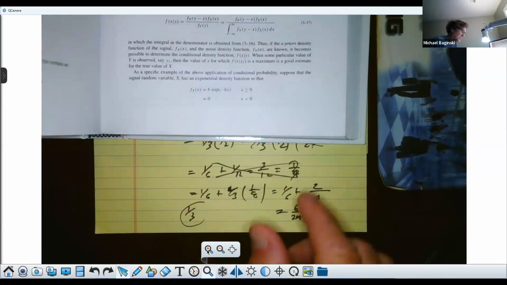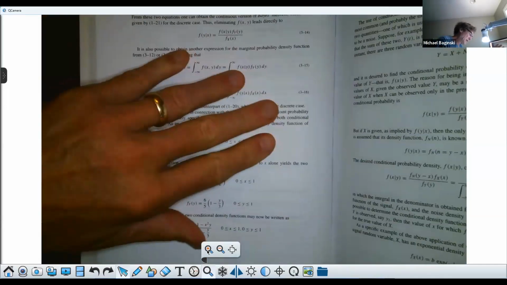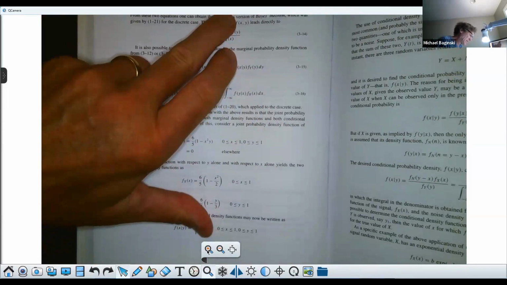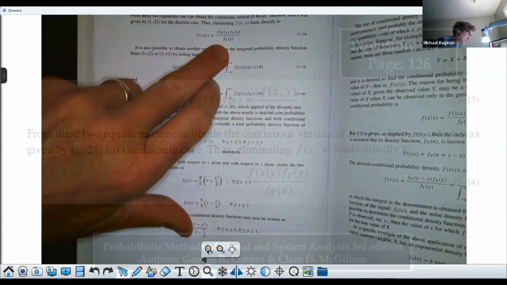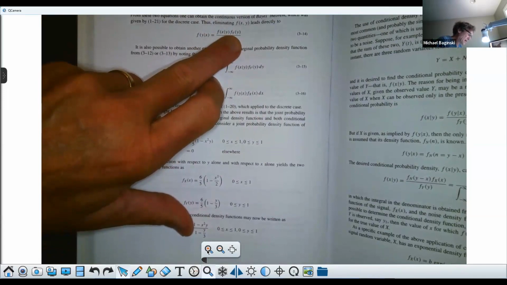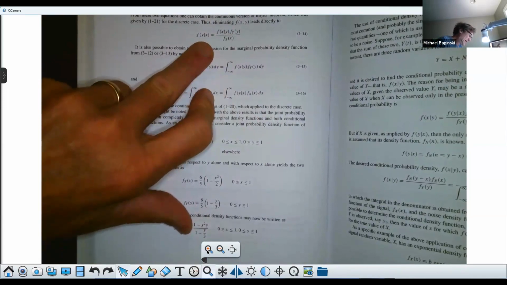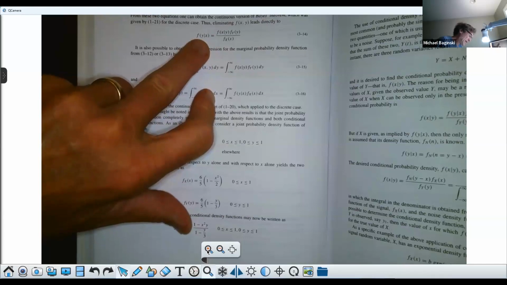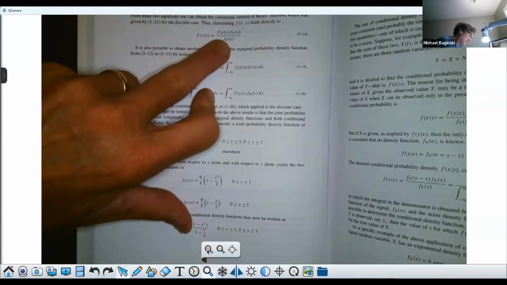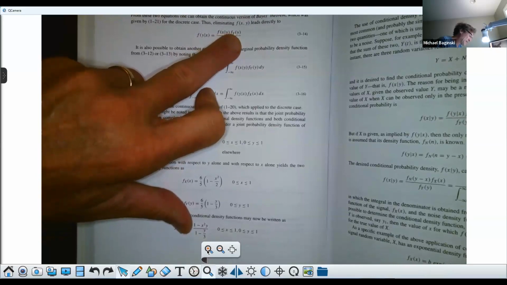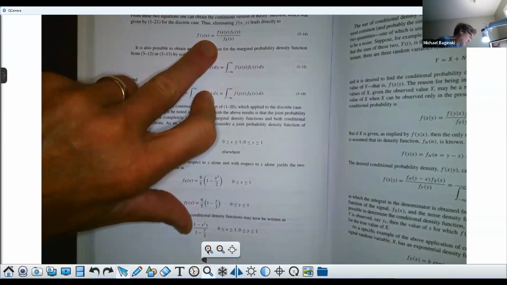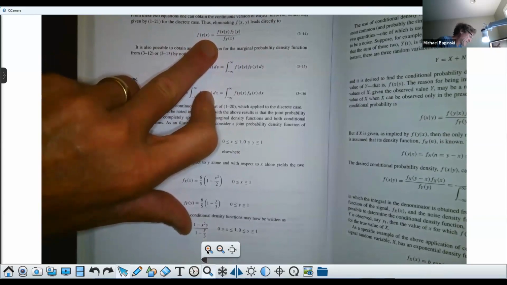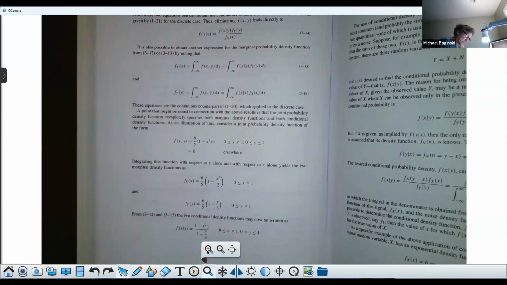Now I'm going to flip the page. I could rewrite this, but I think it's easier just to look here. If you look here, you can see f of y given x times f of x is the same thing as f of x given y times f of y. So f of y given x times the density function of x has to equal f of x given y times the density function of y. There are different ways to say this, but it means the conditional probability of y given x or x given y can be gotten by just rearranging these things.